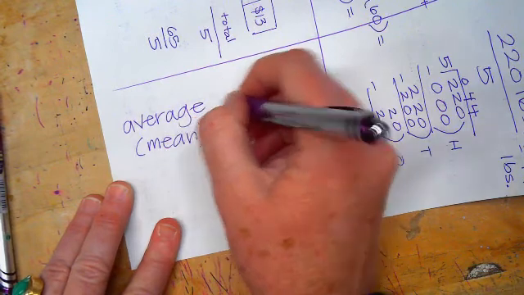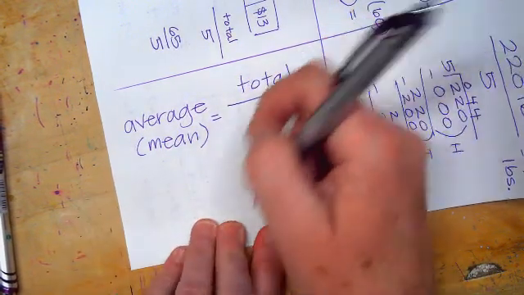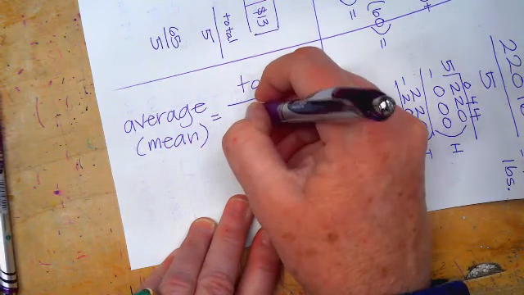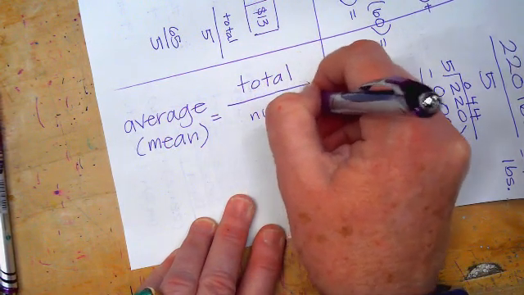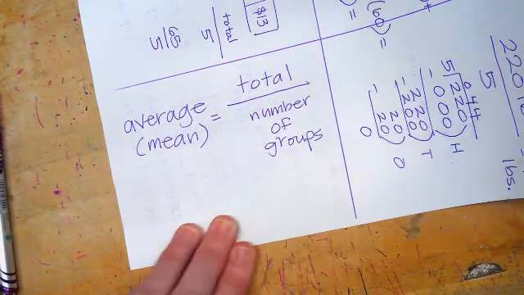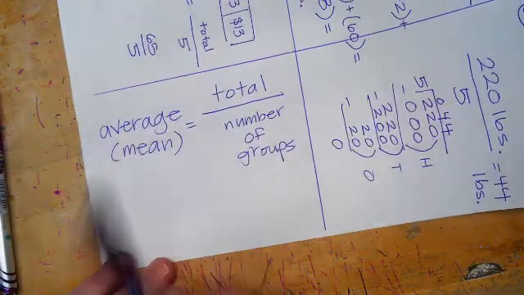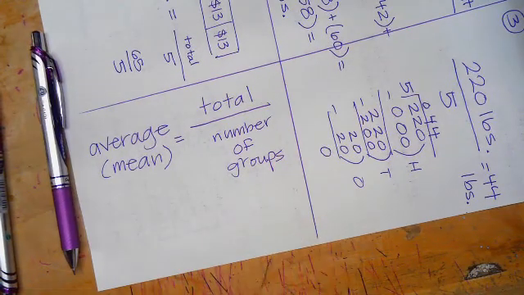Okay? So the formula for finding the average, let's write it down one last time. We're going to say average. Sometimes the average is called the mean in some math books. And this equals the total. And this is the number of groups. Or the number of pieces of data, right? And that's how we find the average.